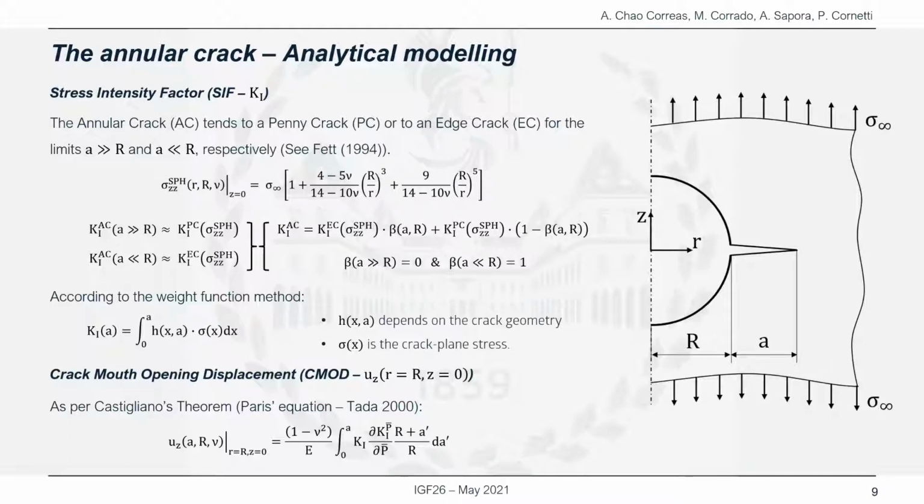As the crack mouth opening displacement is also required for the cohesive crack model, the Paris equation, particularized for the axisymmetric problem, allows relating this magnitude to the stress intensity factors, allowing to define the cohesive crack model system of equations entirely dependent on the stress intensity factors for an annular crack surrounding a spherical void under different loading cases.